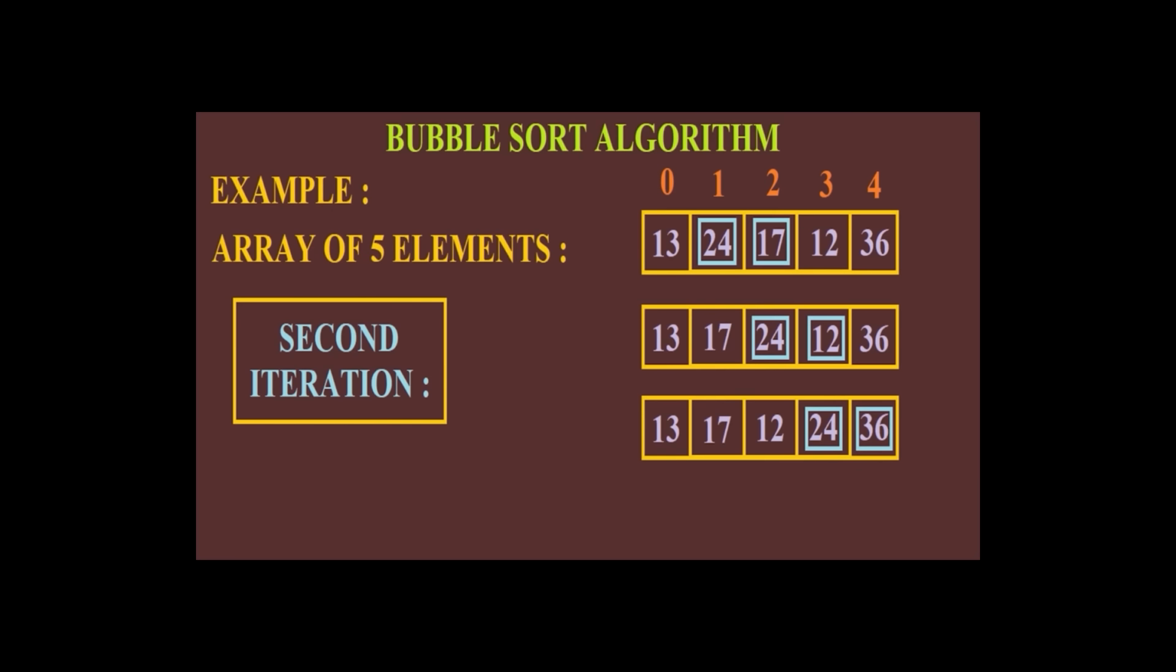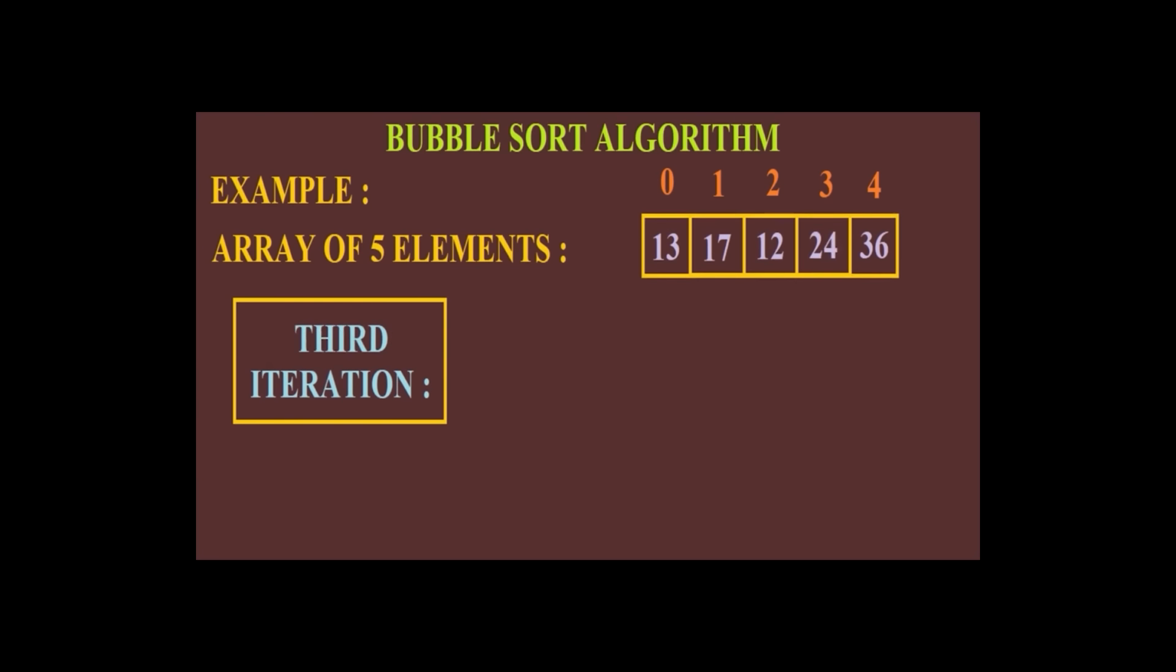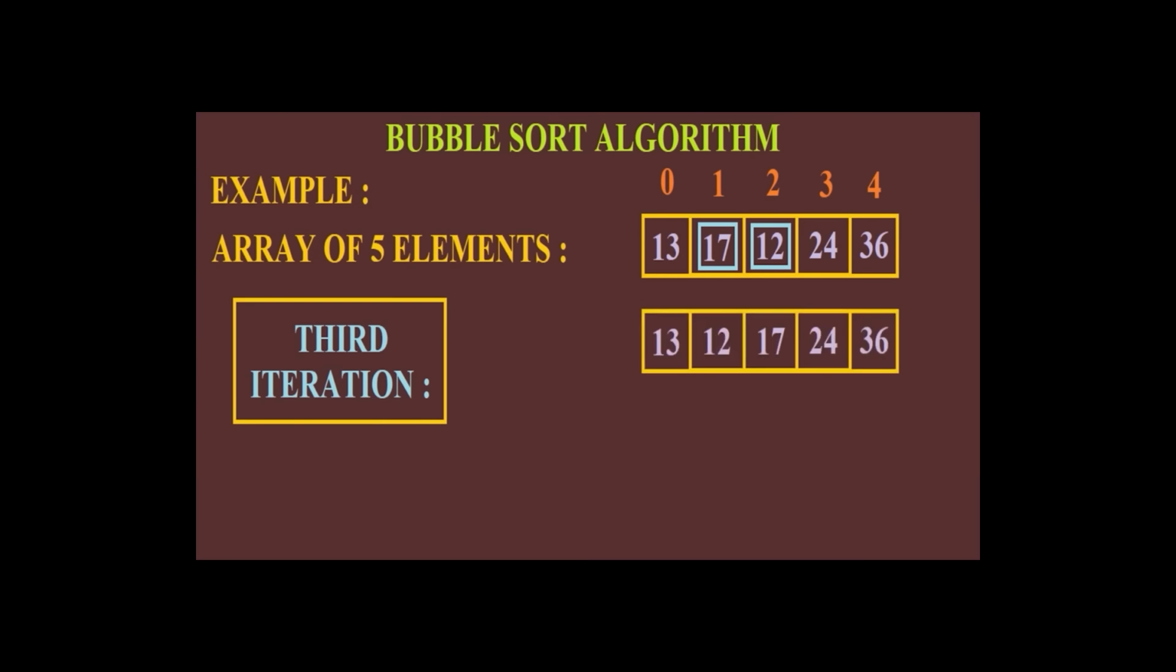So after the second iteration, the array looks like this: 13, 17, 12, 24 and 36. In the third iteration, 13 will be compared to 17. They will remain in their original positions since 13 is less than 17. Then 17 and 12 will be compared and they will interchange positions as 17 is greater than 12. Then 17 will be compared to 24 and they both will remain in their original positions because 17 is less than 24. And 24 and 36 will also remain in their same positions because of the same condition.